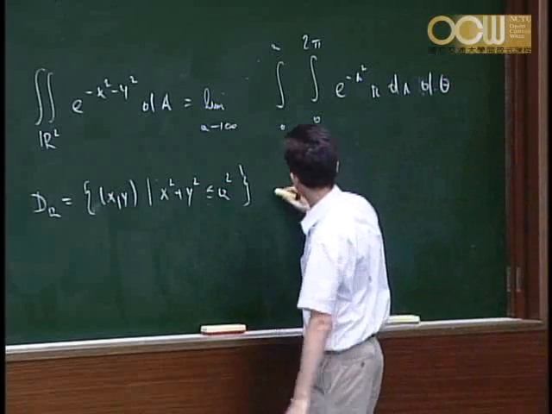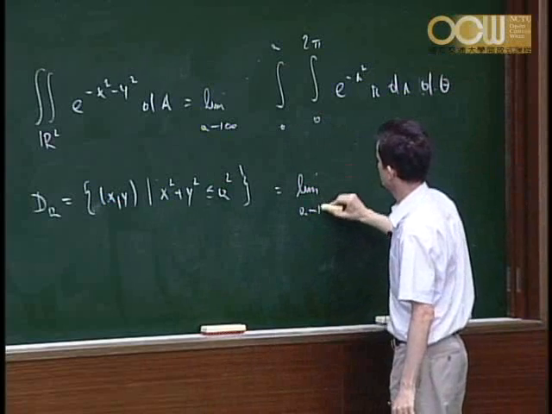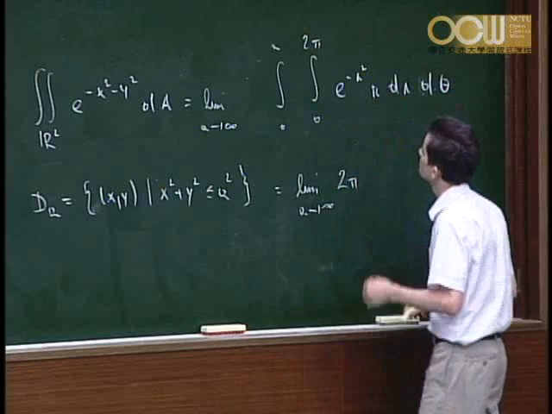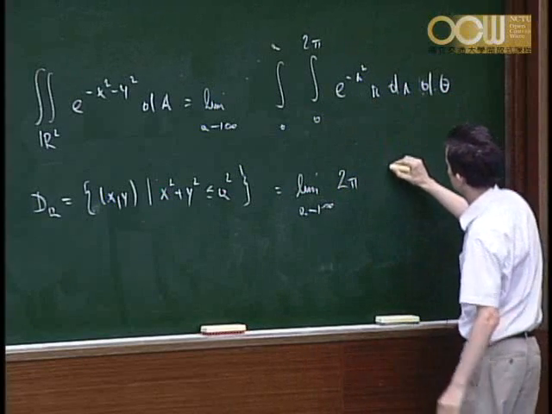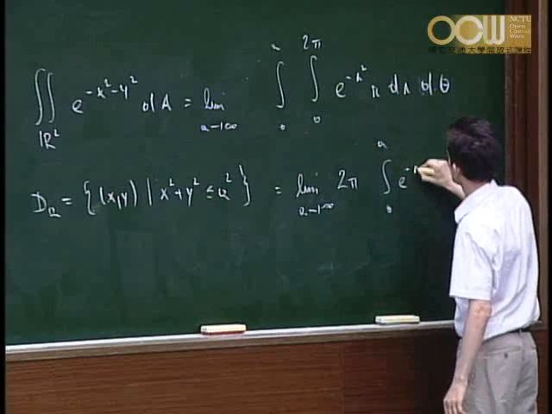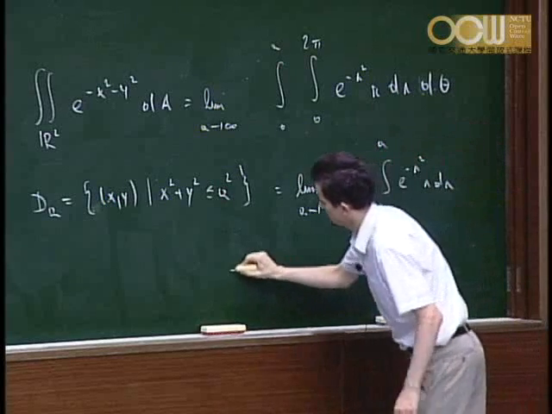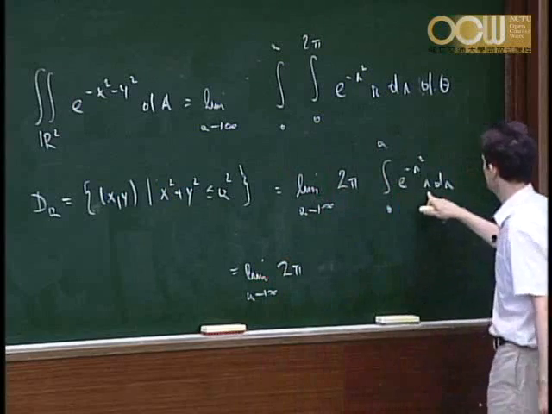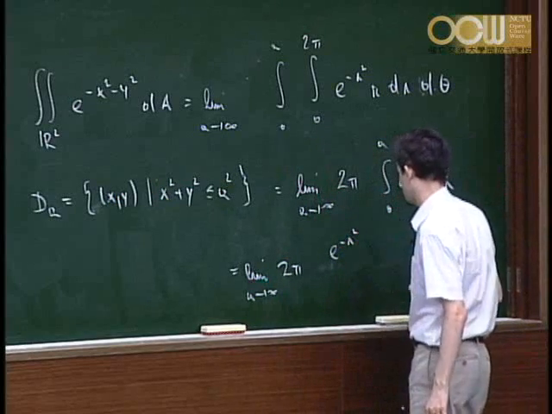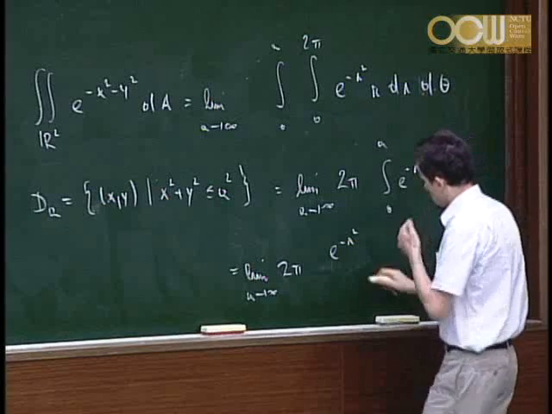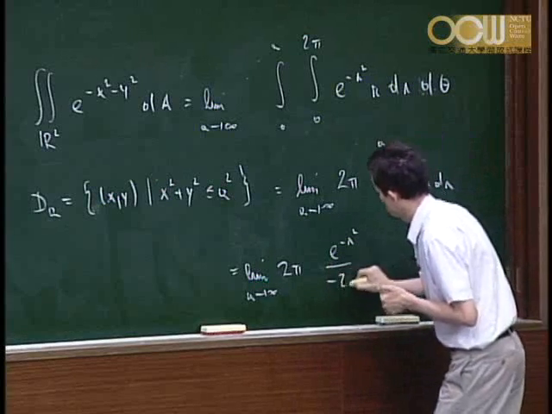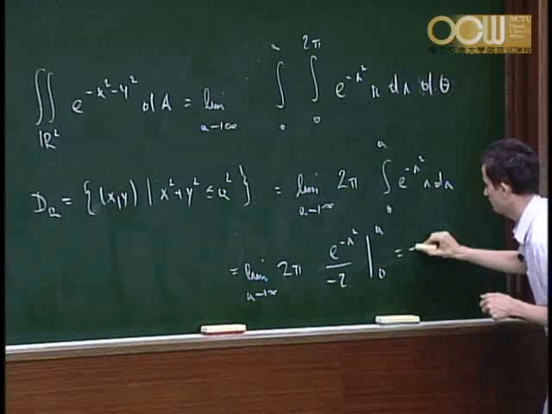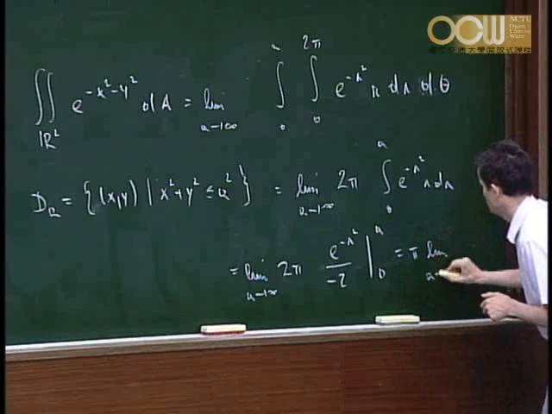So you see, this is the limit as a tends to infinity. Because this does not depend on theta, for theta you get 2 pi. And the other one is the integral from 0 to a of e to the minus r squared r dr. This is equal to the limit as a tends to infinity, 2 pi, and for this integral what you get is e to the minus r squared over minus 2, from 0 to a. So this will be equal to pi, and the limit as a tends to infinity.